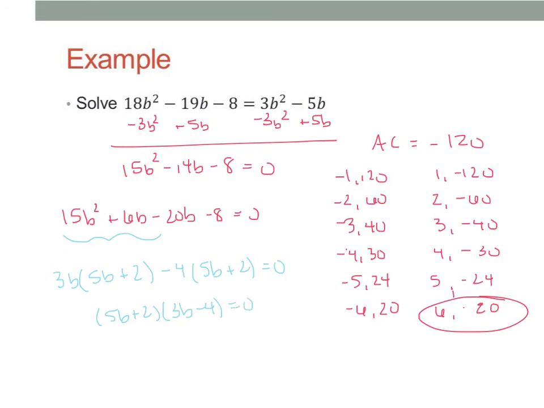So once it's equal to 0 and a product, you set both factors equal to 0. And I'm running out of room here, but subtract 2 divided by 5, that's going to be negative 2/5. Add 4 divided by 3, that's going to be 4/3. And again, you can check it to ensure that you are correct.